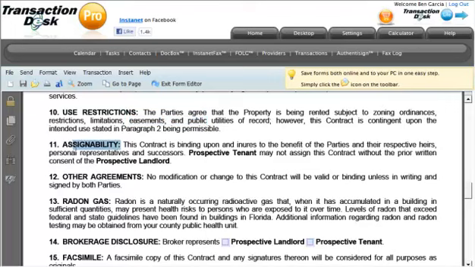Assignability: do not assign this contract to anyone. You are not to sublease this property to someone else if you can't make the payments. You need to speak to the landlord and make arrangements. You cannot assign this contract without prior written consent.